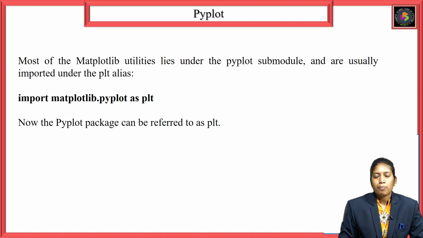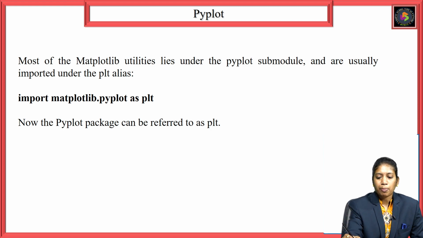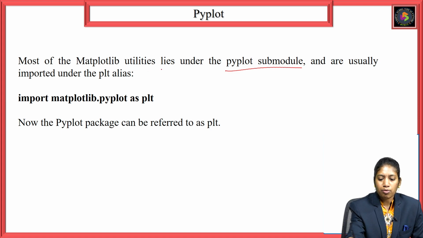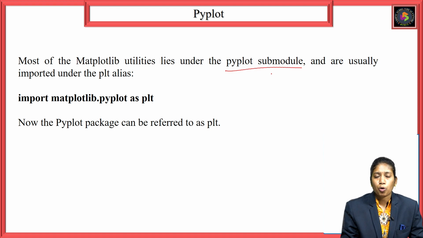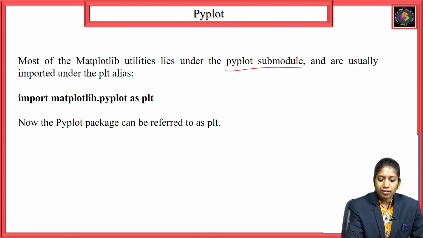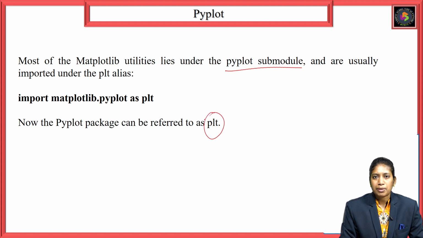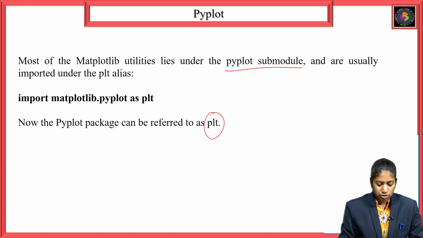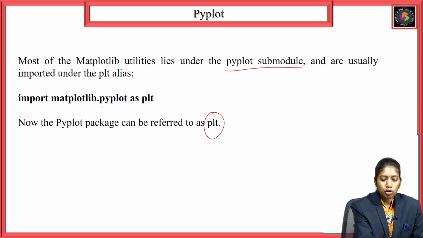Now pyplot. Most Matplotlib utilities live under the pyplot submodule. Pyplot is one of the submodules in Matplotlib. For plotting values, lines and graphs, we can use this pyplot. We give it the alias name plt, so the pyplot package can be referred to as plt from now onwards. So: import matplotlib dot pyplot as plt.